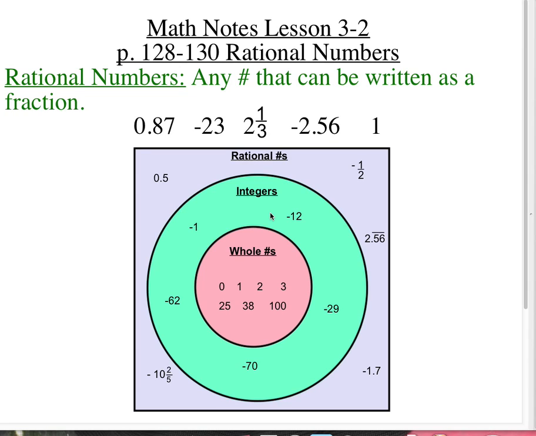This is a lesson that begins our second unit of study. In this unit of study, we're going to be talking about real numbers and exponents. And we're going to start off the unit by talking about a lesson that talks about rational numbers. If you have your textbook handy, that's lesson 3-2, can be found on page 128.